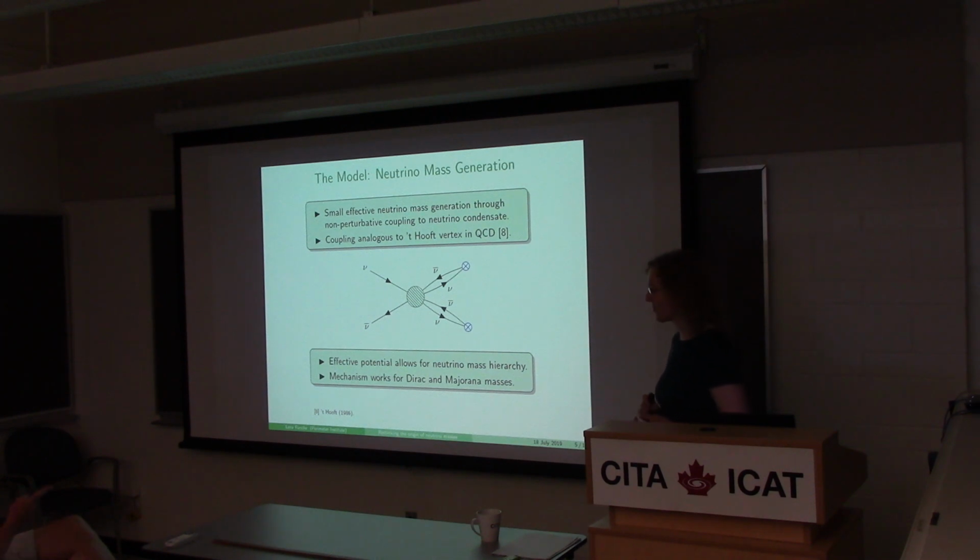Well, the reason it works for Dirac and Majorana is because it's gravity. Yeah, and these anomalies are the same for Majorana and Dirac particles. And then, of course, the condensate would look different. So it wouldn't be nu bar nu, but there would be nu, C, nu.